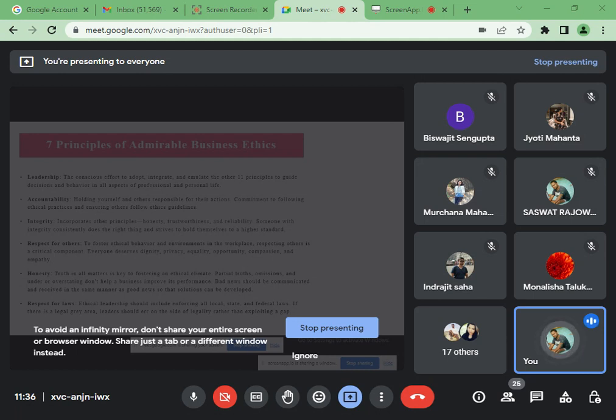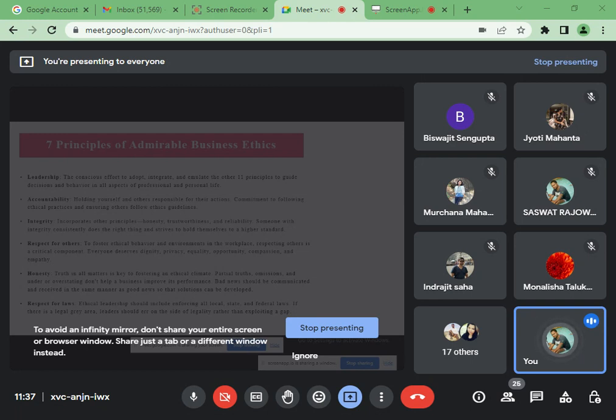Next one, respect for others. To foster an ethical behavior and environment in the workplace, respecting others is a critical component. Everyone deserves dignity, privacy, equality, opportunity, compassion, and empathy. Honesty: truth in all matters is key to fostering an ethical climate. Partial truths, omissions, and understating don't help a business improve its performance. Bad news should be communicated and received in the same manner as good news so that solutions can be developed.